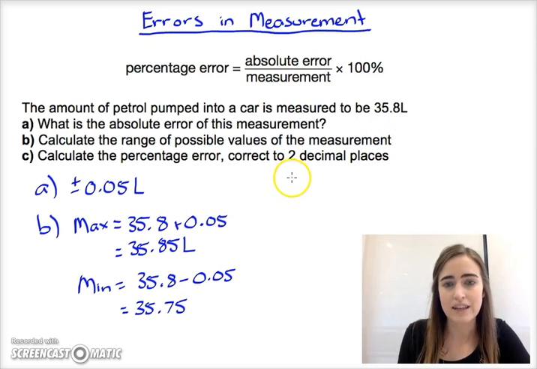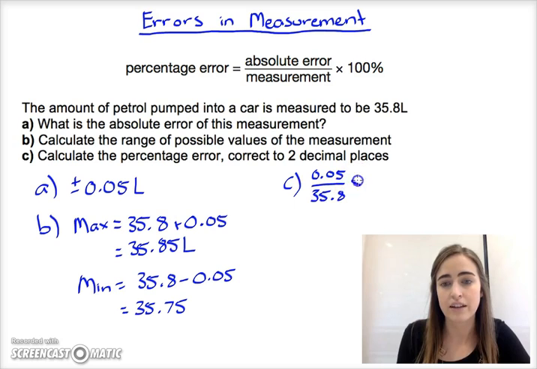Part C asks us to calculate the percentage error. So that's using that formula that we've got up the top, which is going to be our absolute error, so 0.05, divided by the measurement that we took, which was 35.8. And we're going to turn that into a percentage by multiplying by 100. And we will end up with approximately, if we round to 2 decimal places, 0.14%. And that's to 2 dp.